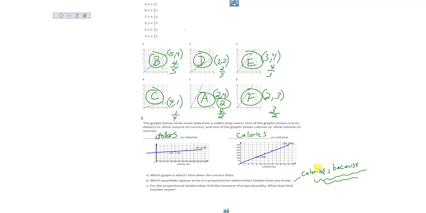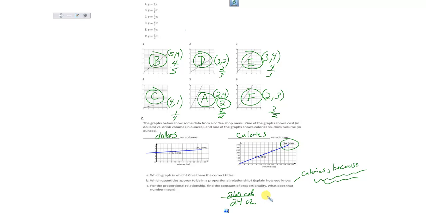Enjoy. Part C, for the proportional relationship. So that would be this one. Find the constant of proportionality. What does that number mean? Well, I'm going to use this ordered pair right here. I'm going to take 360, the calories, and I'm going to divide it by 24, which is representing ounces.